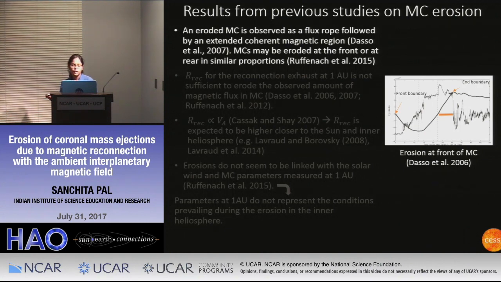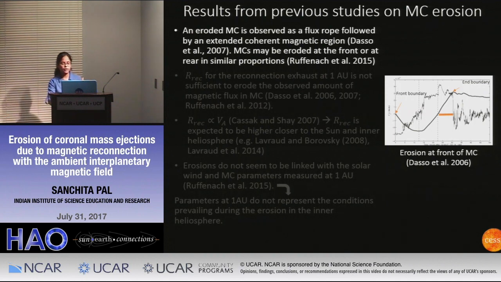So this amount of flux is eroded from this magnetic cloud due to the reconnection. Another important result is that a magnetic cloud may be eroded at the front as well as the rear. Front erosion is pretty much clear, because if the magnetic cloud has a greater velocity, then it will create a shock ahead of it, and due to the compression of the interplanetary magnetic field, the erosion may happen at the front of the MC.